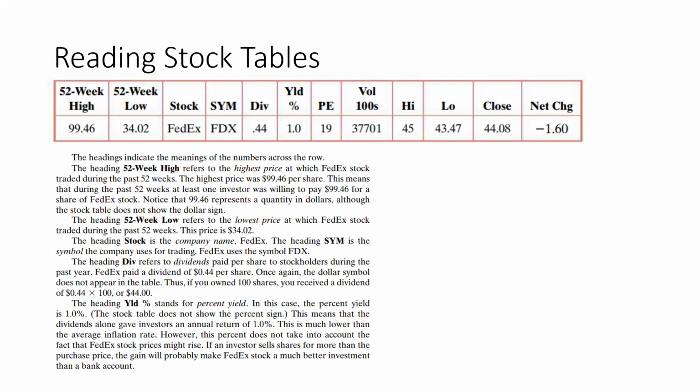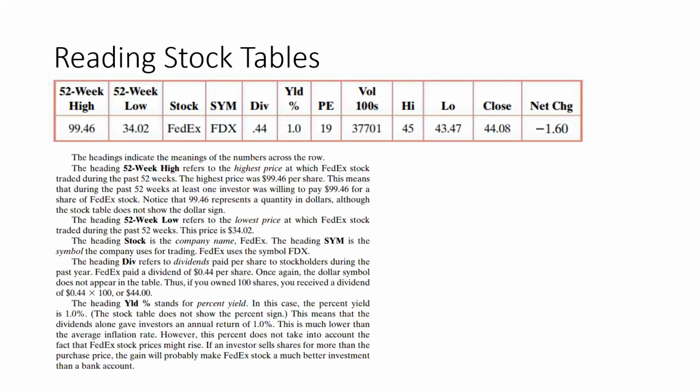So dividend refers to how good the stock's been to the stockholders. It tells you how much money you have earned per share or how much money you've lost per share. So the dividend here is 0.44. That means that if you've owned 100 shares of FedEx, you would have earned $44 over the past year.